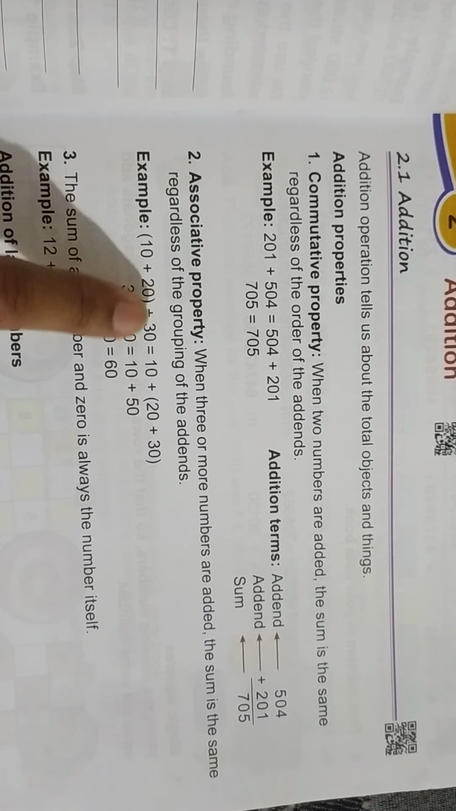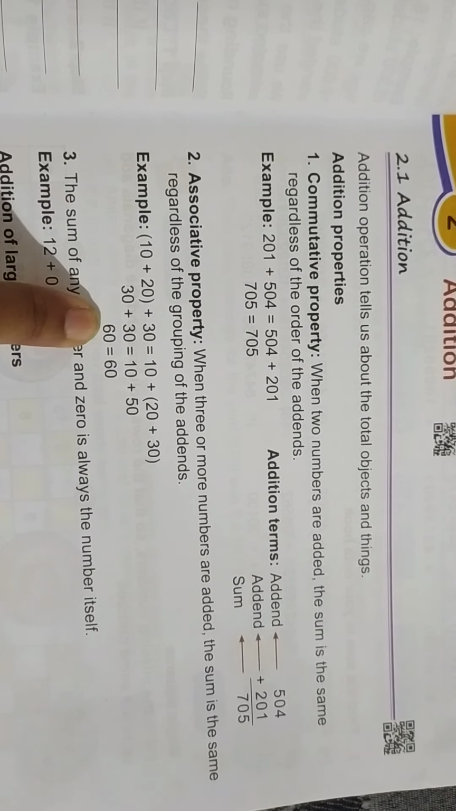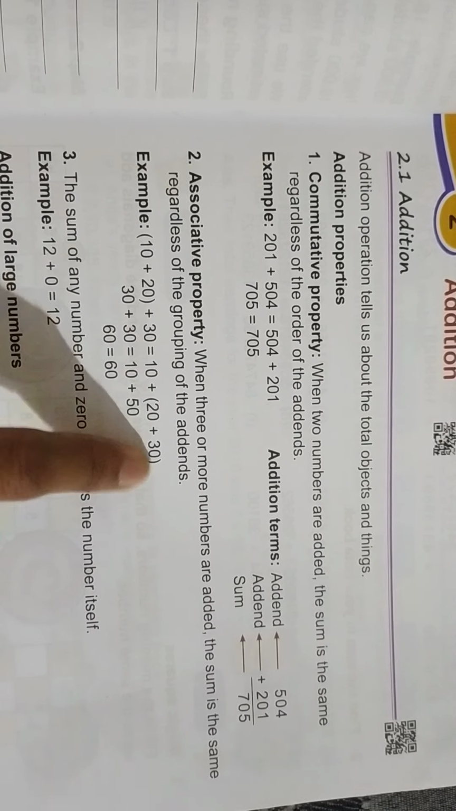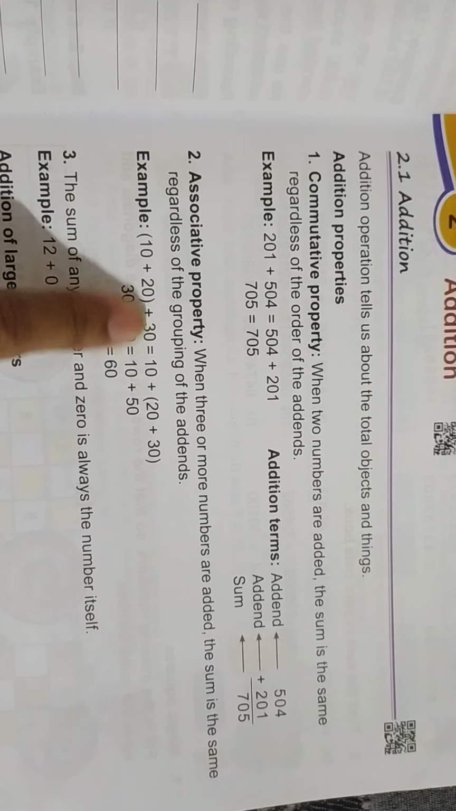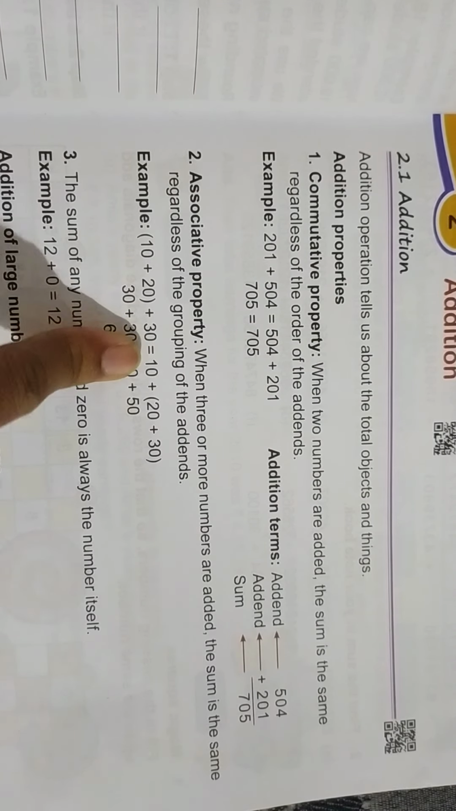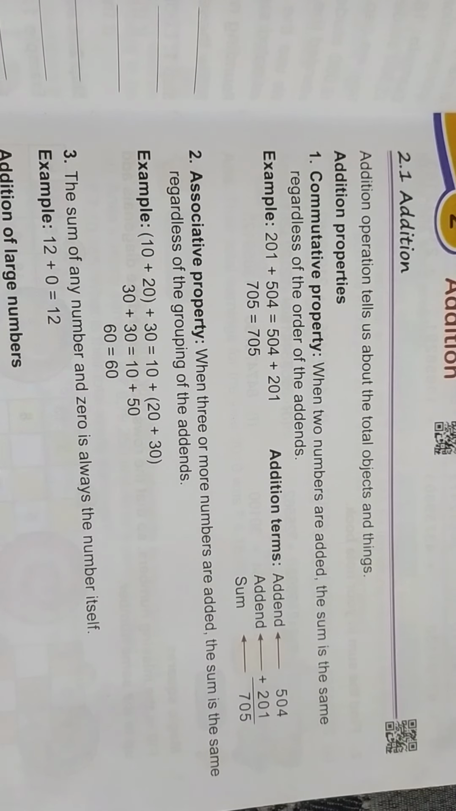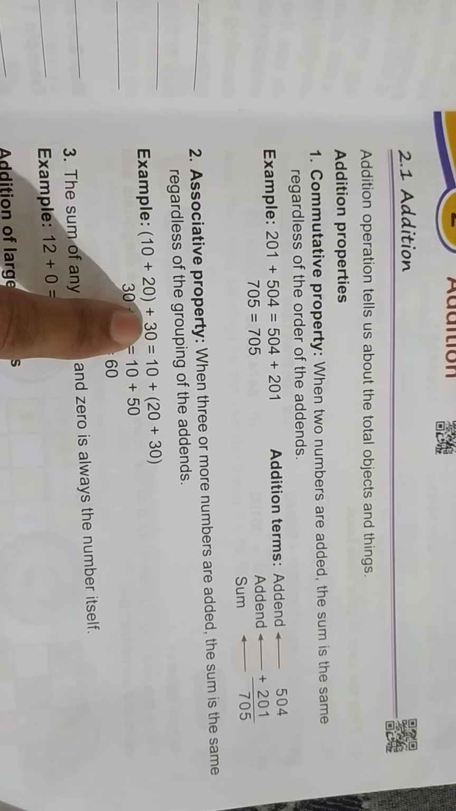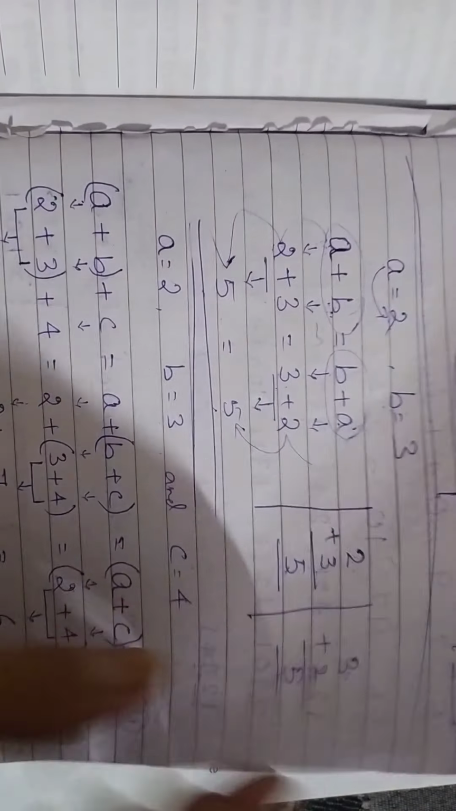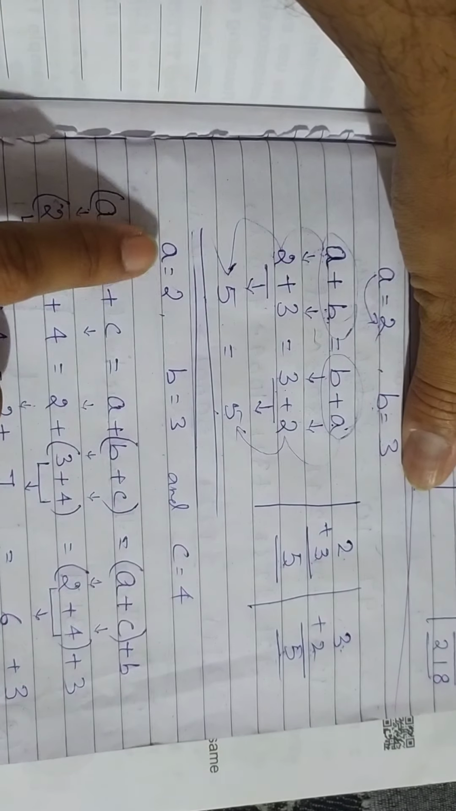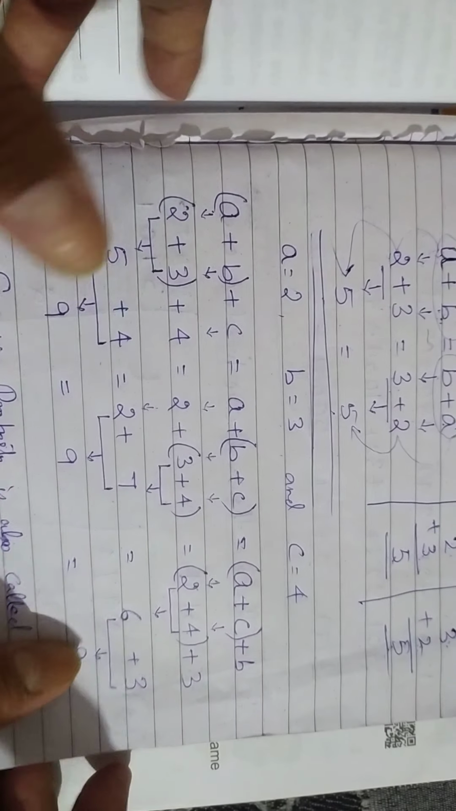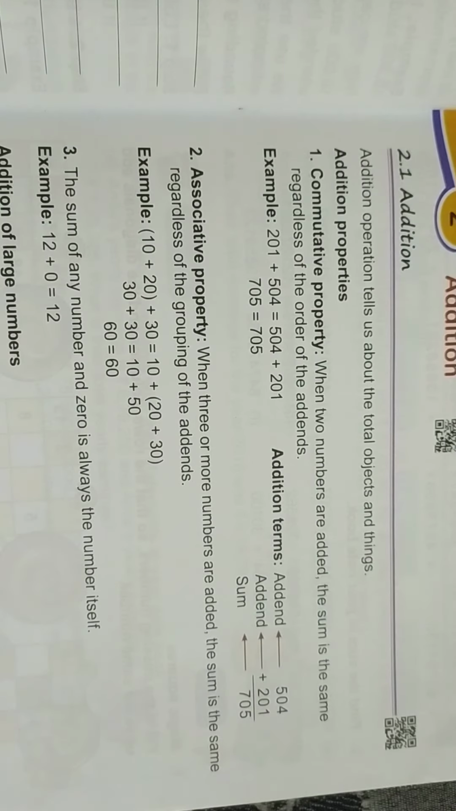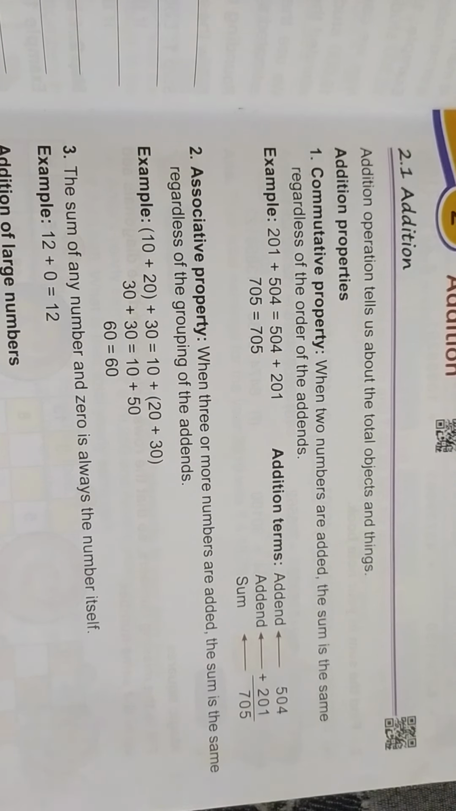So 10 plus 20 plus 30, by grouping 10 and 20, is 60. By grouping 20 and 30, you get 60. This property is called the associative property, or it is also called the grouping property. Students, here 10, 20 and 30 are like A, B and C. Here 2, 3 and 4 are like A, B and C. So I have explained both the textbook example and my own example, so that you understand it very clearly. Now we shall shift to the third property.